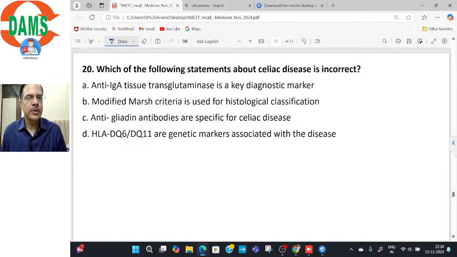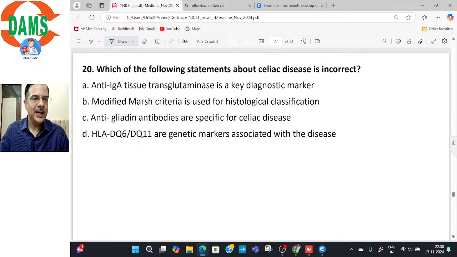Now come to question number 20. Which of the following statements about celiac disease is incorrect? Yes, celiac sprue is one of the conditions which is again a favorite topic of the examiner in AIIMS or INICET. Now they are asking the same topic but with more depth. So they are going into more depth of these topics now.